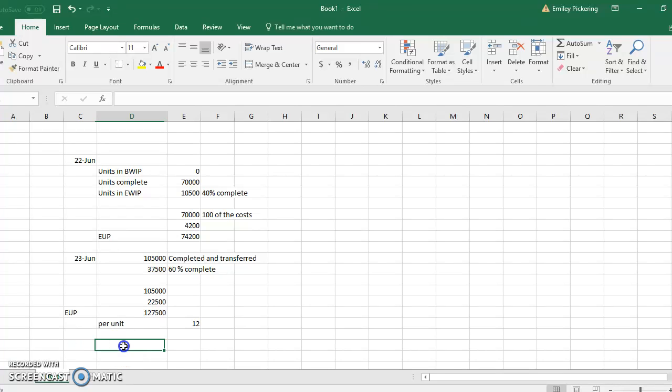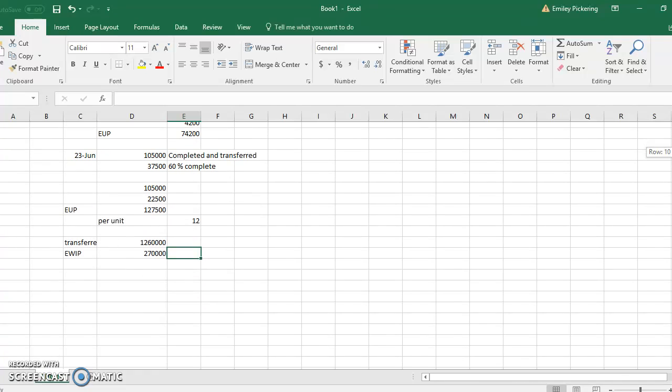To figure out what my cost transferred out was, I know that I had 105,000 that were transferred out, and I'm just going to multiply that by my per unit cost. So my cost transferred out is 1,260,000. And then my cost in ending work in process is, I'm going to take my equivalent units of 22,500, and multiply that by my per unit cost. So ending work in process is 270,000.